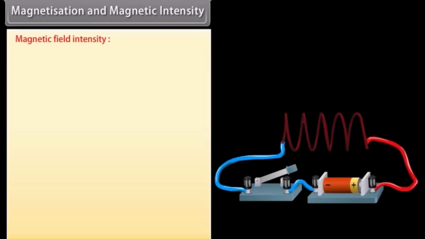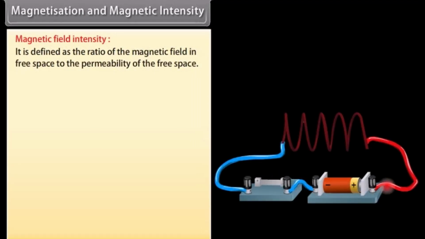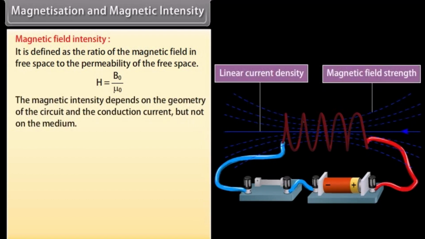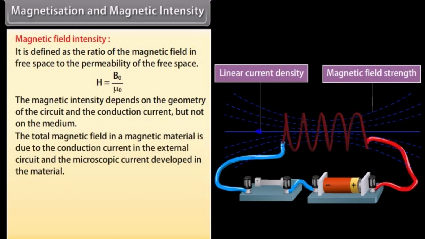Magnetic field intensity. It is defined as the ratio of the magnetic field in free space to the permeability of the free space. H is equal to B naught divided by mu naught. The magnetic intensity depends on the geometry of the circuit and the conduction current, but not on the medium. The total magnetic field in a magnetic material is due to the conduction current in the external circuit and the microscopic current developed in the material.